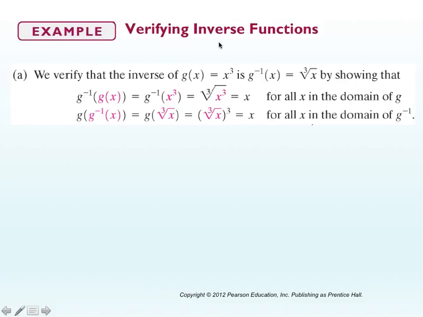Now, if we want to verify that something is an inverse, let's say we have g of x equals x cubed, and g inverse of x equals cube root of x. All we have to do is plug one into the other and make sure that it's x, and then do it the other way around. Okay, so all we have to do is take our original function, g of x, and plug it into the inverse. So we end up with cube root of x cubed because we took our g of x function and we plugged it in where we had our g inverse function. And the cube root of x cubed is just going to be x for all x's in the domain.